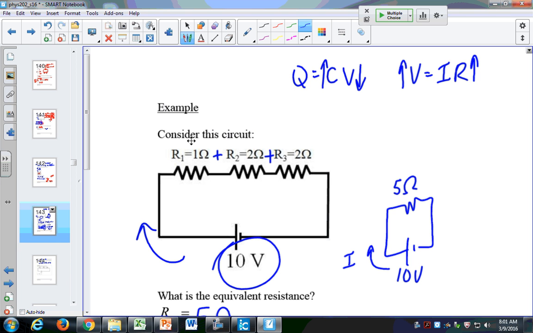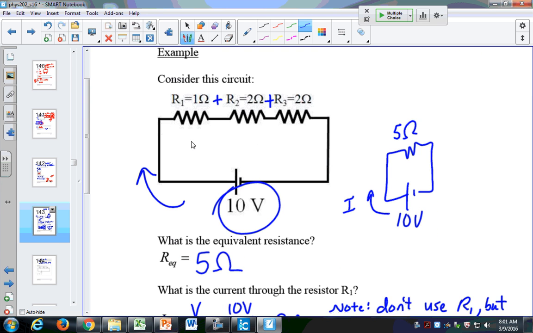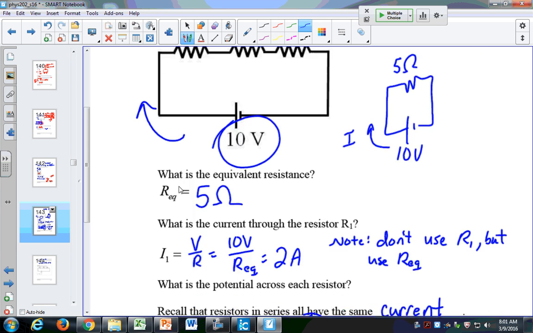Okay? Does it sit well with y'all? Hopefully it does right now. If not, come see me. I can help you with these. You really need to get these circuits now with the resistors.